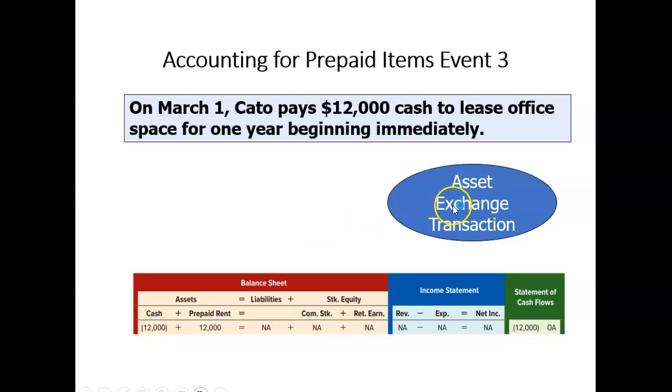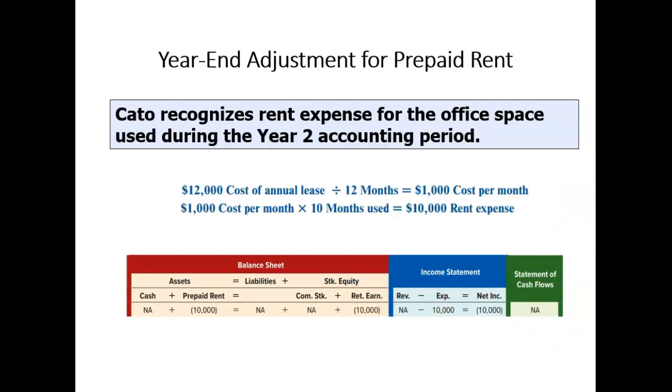This is an asset exchange transaction. We're exchanging one asset, prepaid rent, for another asset, cash. This transaction doesn't impact the income statement, but in the statement of cash flow, you will see an outflow of 12,000 under your operating activities.